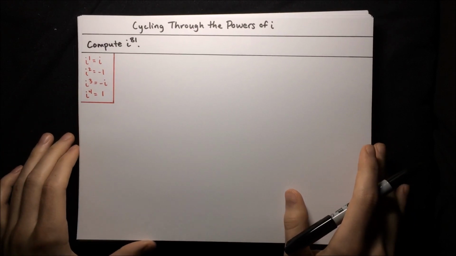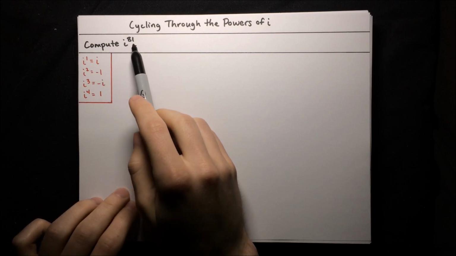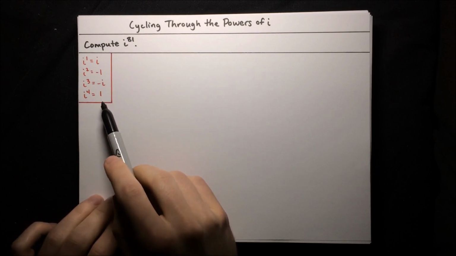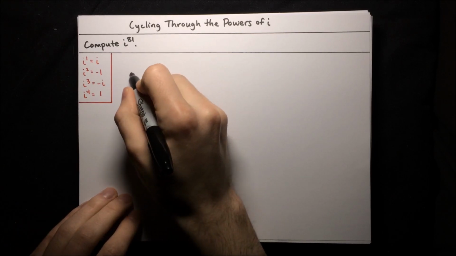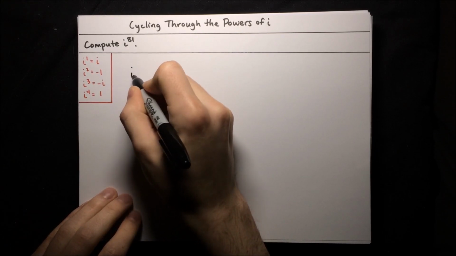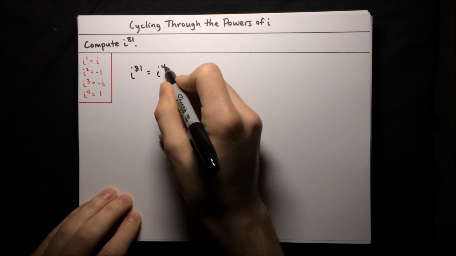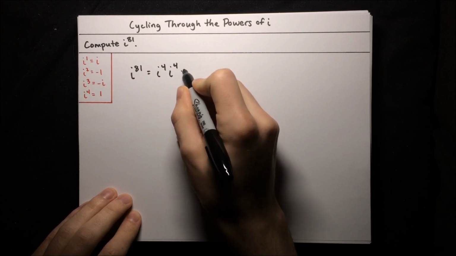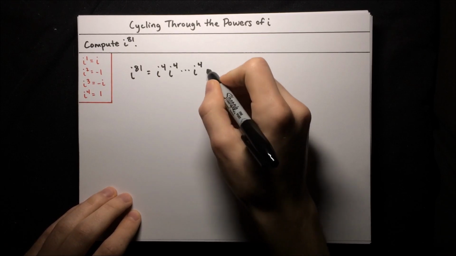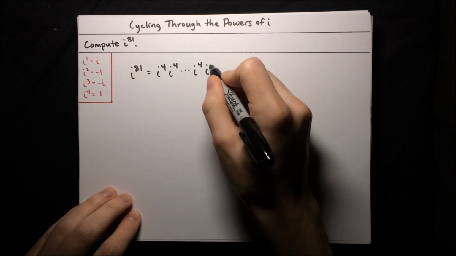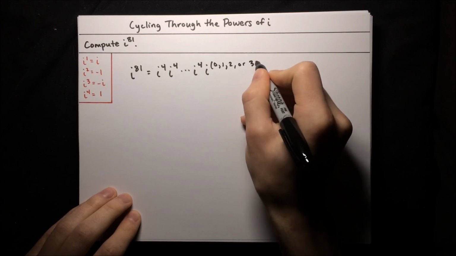Here's another example. This time we've got a really big power on i. This is computing i to the 81st. So here we're going to really see the utility of using these key powers of i to quickly compute this. Okay, so i to the 81st, we're going to compute that just as usual. i to the 81st is going to be i to the fourth times i to the fourth times some amount of i to the fourths, and then eventually we're going to get down to having just a leftover of i to the 0, 1, 2, or 3.